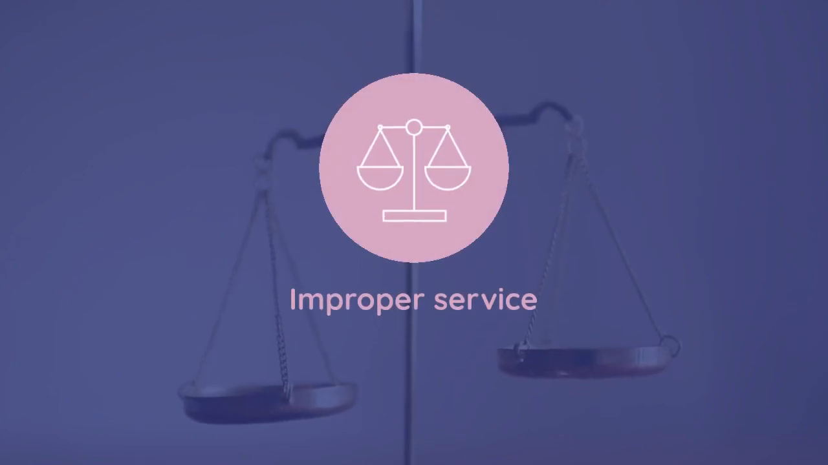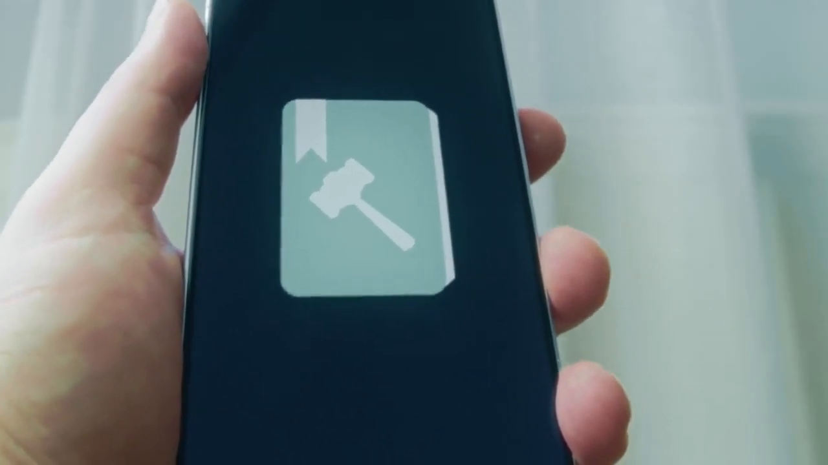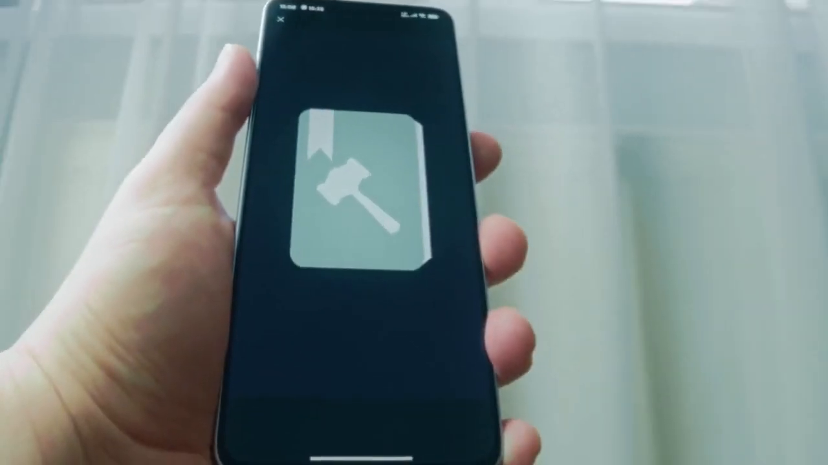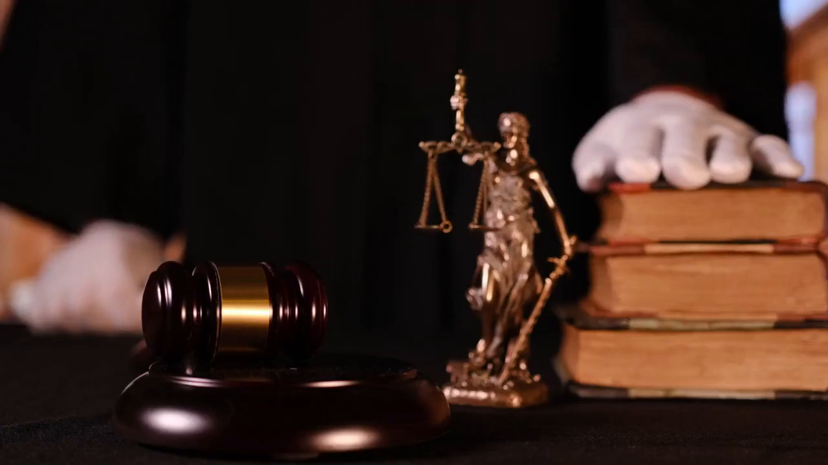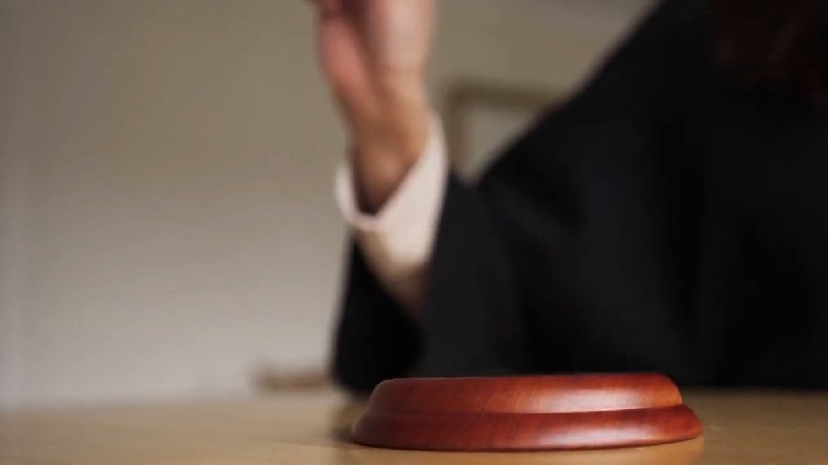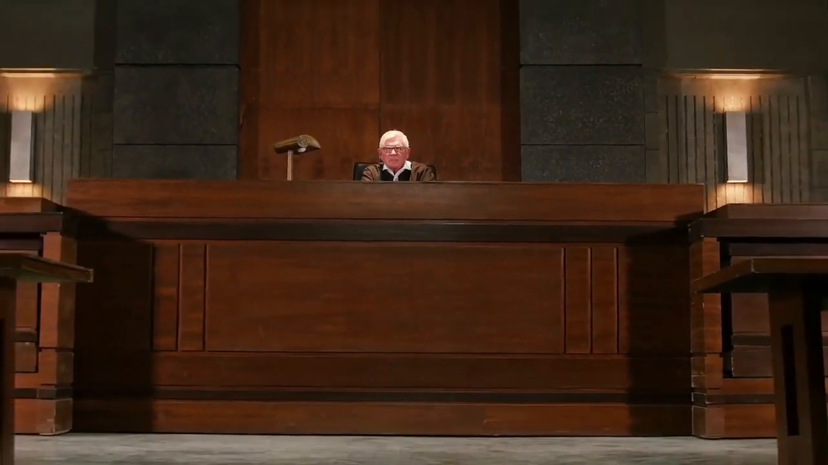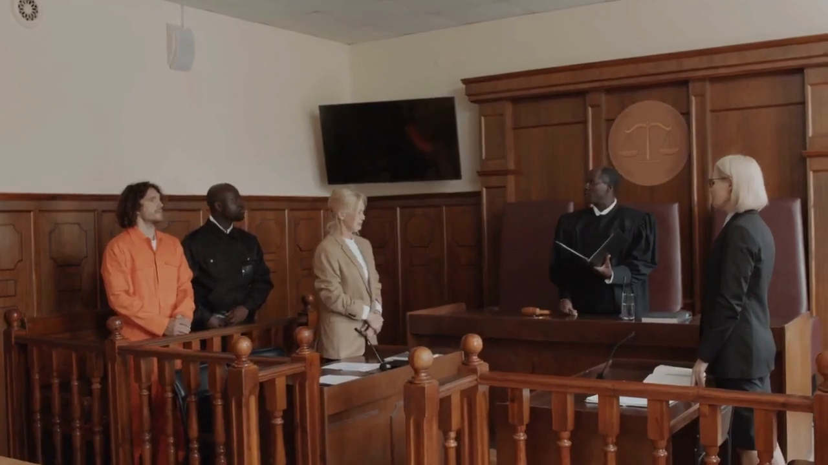Another reason is improper service. Every state has strict rules about how a person must be officially notified that they're being sued. This is called service of process. If the other party didn't follow these rules perfectly, you can ask for a dismissal. Be aware, though, this is often a temporary victory. The judge will likely just dismiss the case without prejudice, meaning the petitioner can fix the mistake and serve you correctly, starting the case all over again.